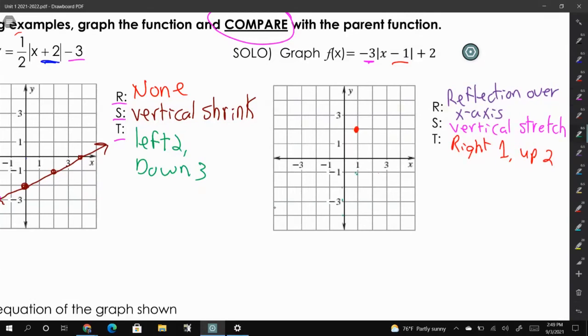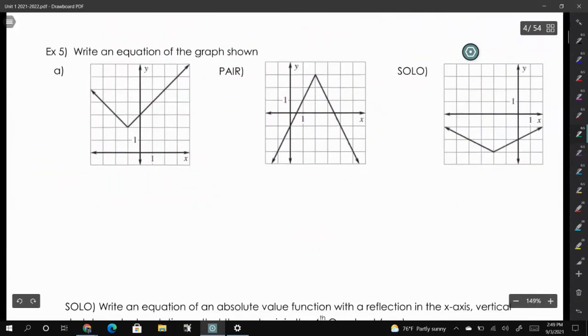So from our vertex, we're going to go down 3 and left 1, down 3 and left 1. And from our vertex, down 3 and right 1, down 3, right 1. So this is what our absolute value function will look like here. Now here we're going to write the equation from the graph.